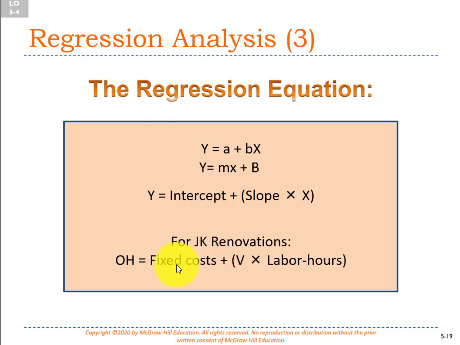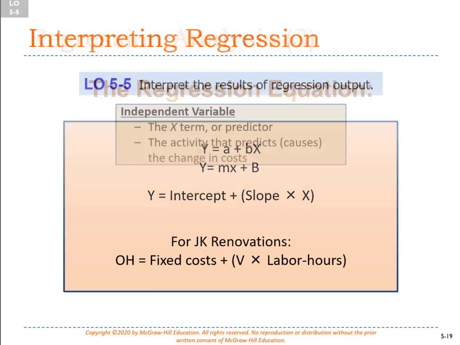So applying that to a business setting, instead of just drawing a line like you learned in a math class, okay, we're talking about this: overhead cost equals the fixed costs, that's the A or the intercept or the B, whatever you want to call it, plus the variable cost per labor hour times the number of labor hours. So that's what we need. That's what we are going to use going forward.